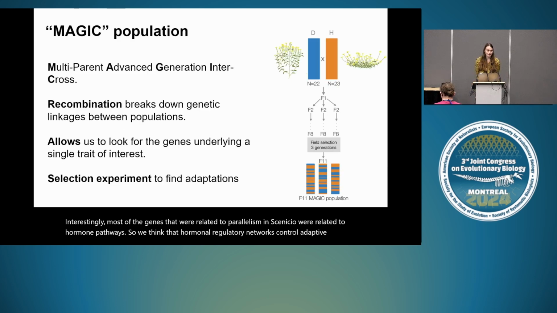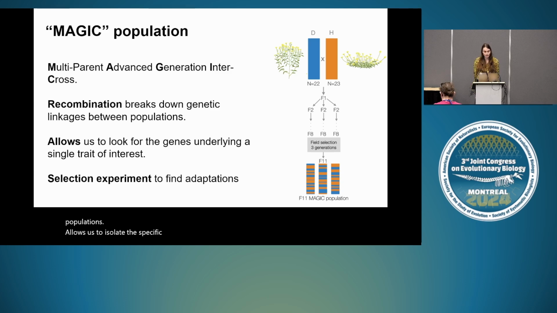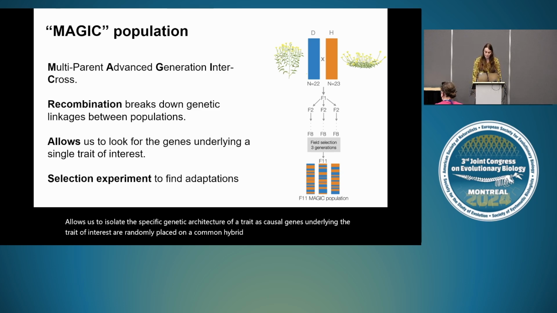To test this hypothesis, we're using MAGIC, or a multi-parent advanced generation intercross population. We used multiple families of dune and headland individuals from one of the natural populations and crossed them for 11 generations. The shuffling of the two populations' genomes allows us to isolate the specific genetic architecture of a trait, as causal genes underlying the trait of interest are randomly placed on a common hybrid genetic background.